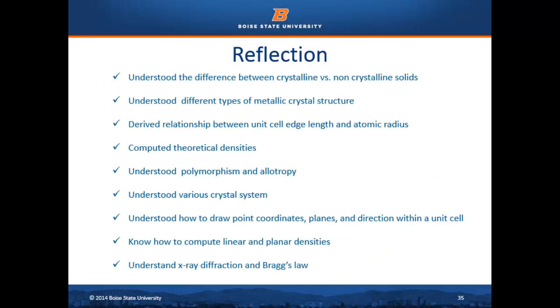In this video lecture, we understood the difference between crystalline and non-crystalline solids. We also understood the different types of metallic crystal structure. We learned how to derive the relationship between unit cell edge length and atomic radius. We computed theoretical densities and compared them to experimental values. We understood polymorphism and allotropy.